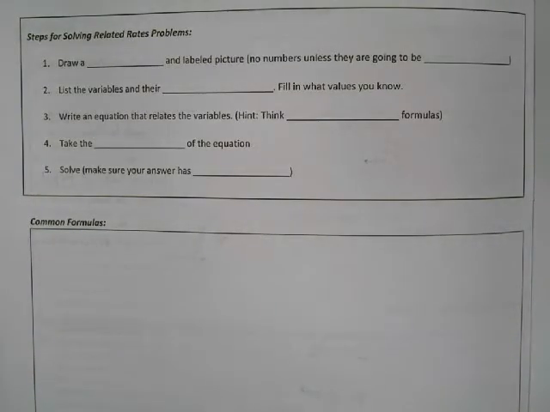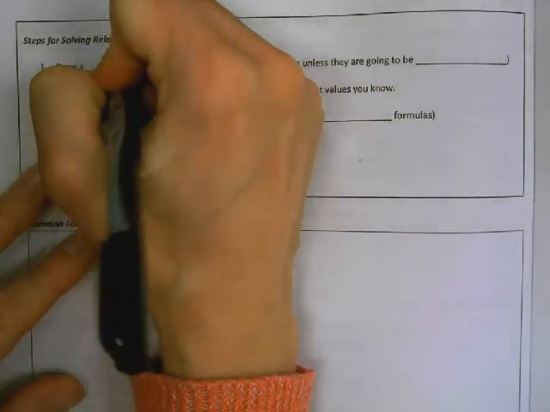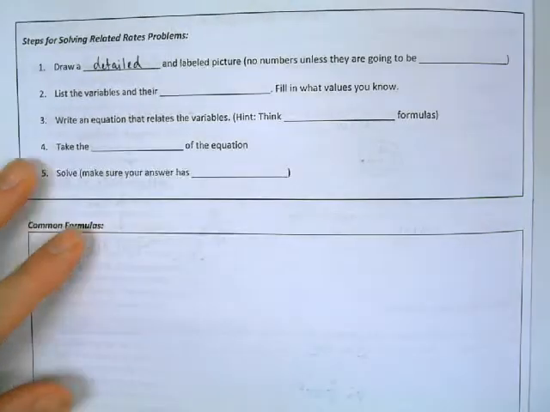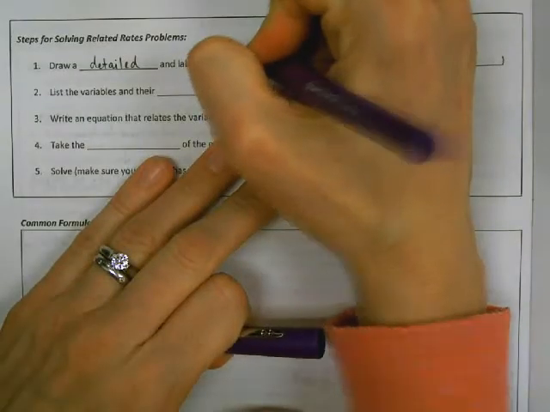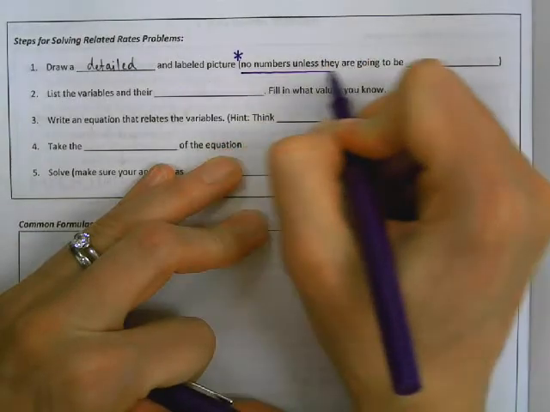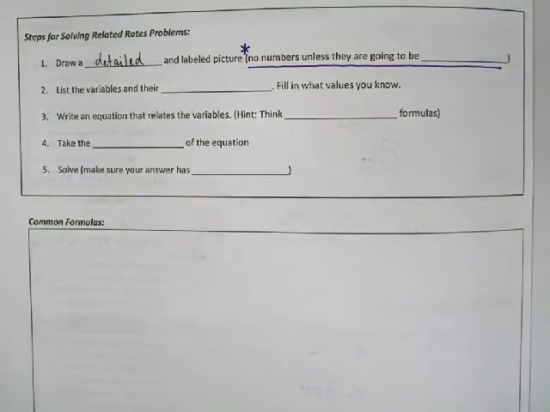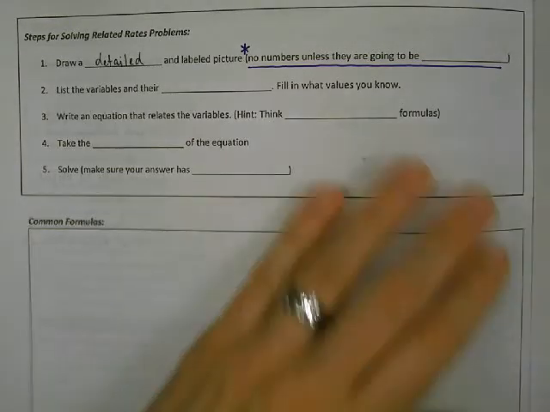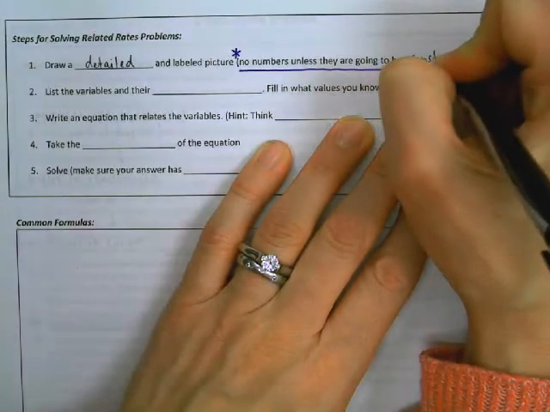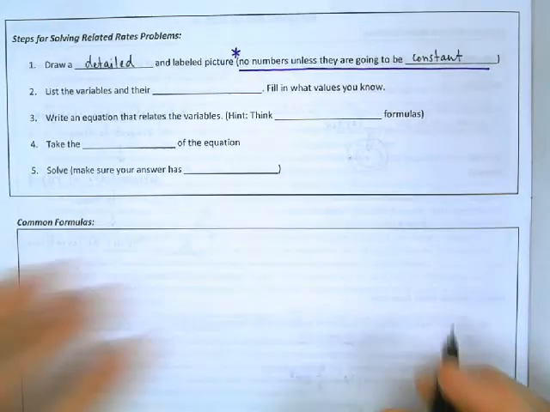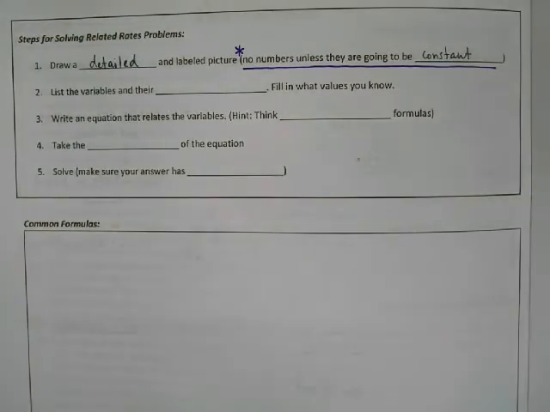But the first thing I definitely do, we're always going to draw a detailed and labeled picture. Now, here's something that's going to be key. So I want you to star this, underline it, whatever you need to do. I am not going to put any numbers in my picture unless they're going to be constant. And so we'll talk about what this means more when we look at some examples. So no numbers go into my picture unless they're going to be constant. They're never going to change.